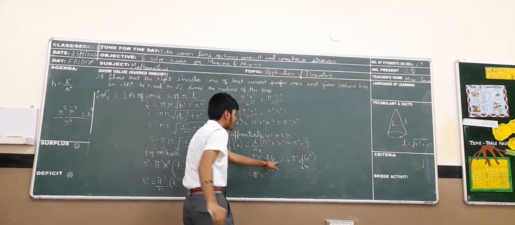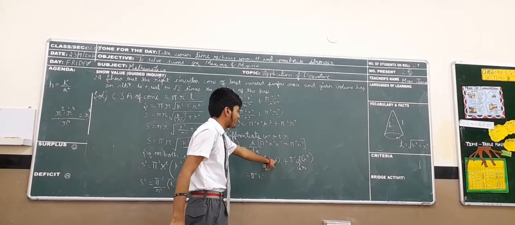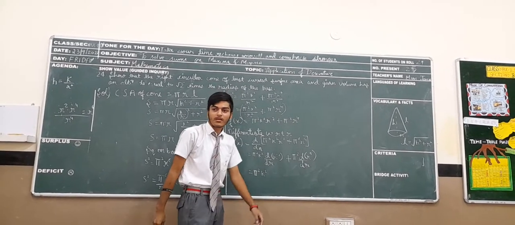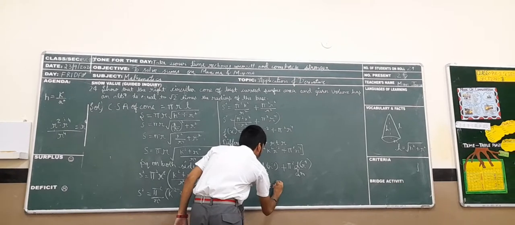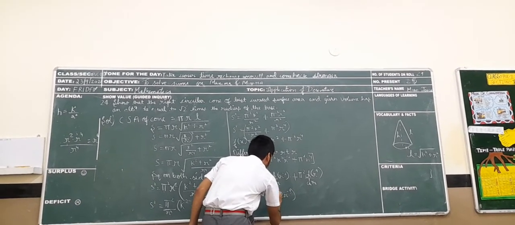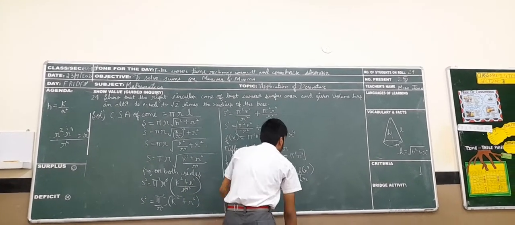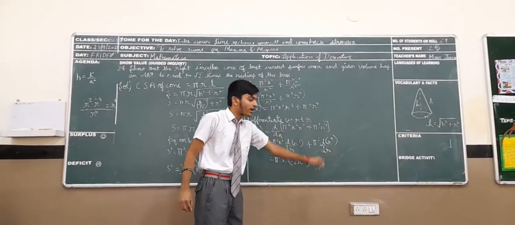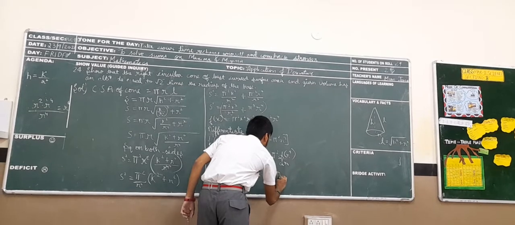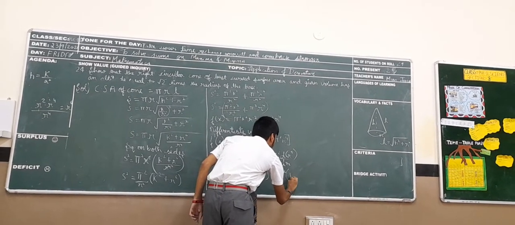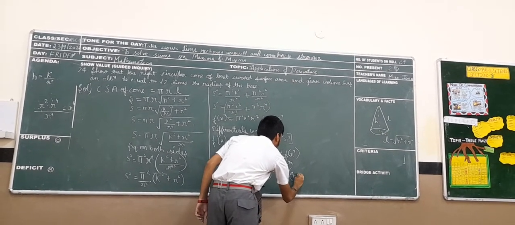Then the differentiation of r to the power minus 2, what will it be? Minus 2 r to the power minus 3. Plus, here, what will be the differentiation of r to the power 4? Pi square, 4r cube.